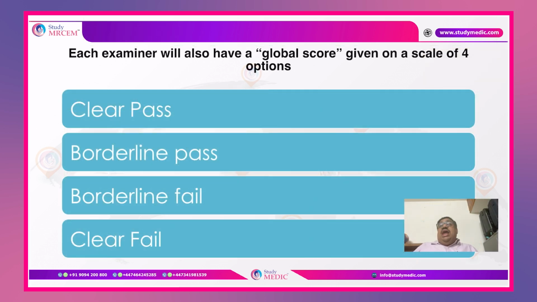So what does the examiner do? The examiner will do the domain-based scoring. Also, on the overall performance of the station, they will mark you whether you are a clear pass, borderline pass, borderline fail, or clear fail. So the examiner will do 2 things: for each domain they will put a mark, and for overall performance for the station they will give you either clear pass, borderline pass, borderline fail, or clear fail.